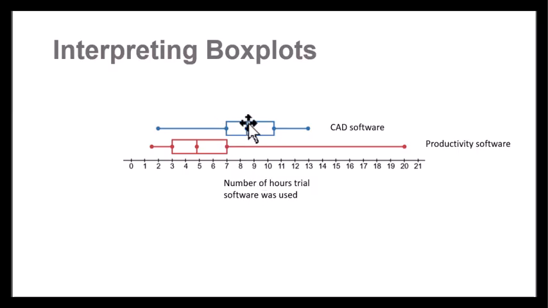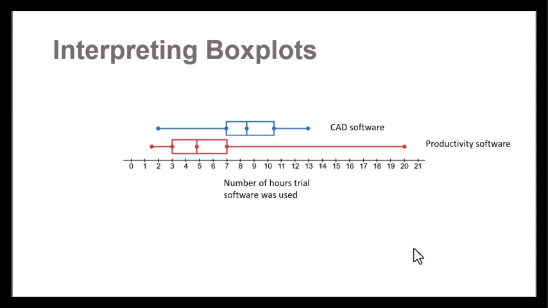And comparing the boxes, the majority of CAD software users used between 7 and 10.5. The majority of productivity software users used between 3 and 7. So we can see that the typical usage, the majority usage numbers, were definitely higher for the CAD software than the productivity software. We can also compare their ranges. So the spread of the CAD software numbers is significantly smaller than the spread of the productivity software ranges.